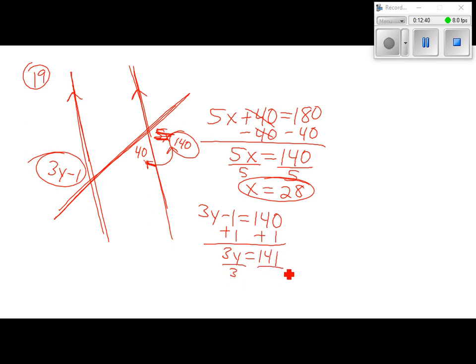Divide by 3, end up with y equals, 3 will go into 4 times. That's 12, 21, 47. So x equals 28, y equals 47. And that's all they asked us to find on that, was find x and y.